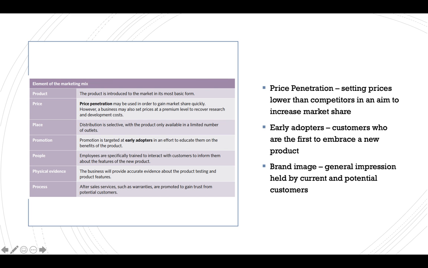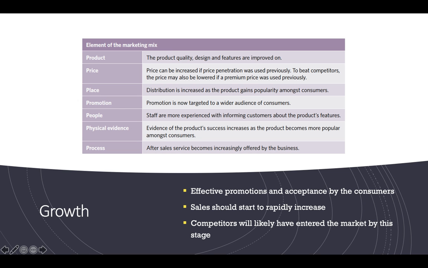People, we're making sure all our employees are trained. The physical evidence, the business will provide accurate evidence about the product testing and product features. And after sales services, such as warranties, are promoted to make sure that customers do trust the brand, which is going to improve the brand image, which is the general impression held by current and potential customers.